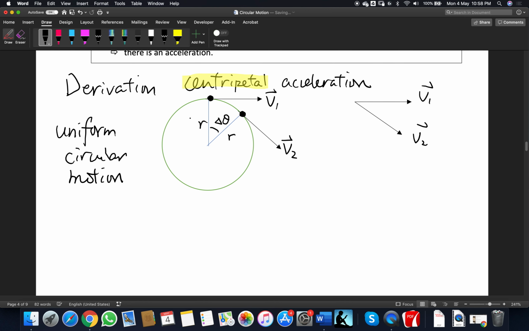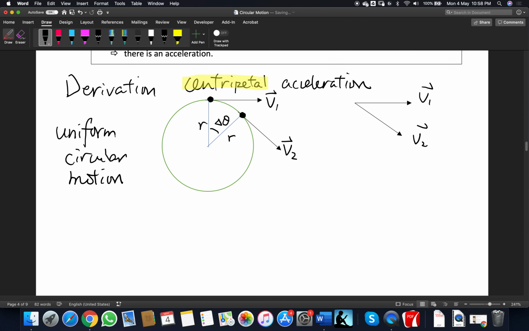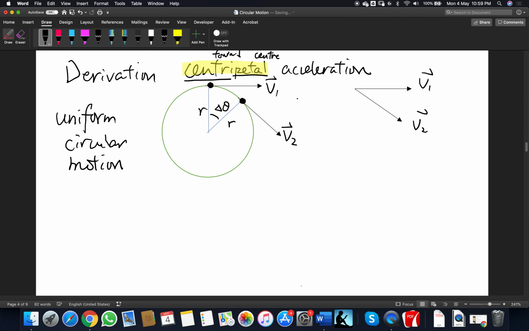What does centripetal mean? Central means center, okay? Petal means towards. So it means something towards the center of the circle. And when I derive it, we'll see why the direction of the acceleration is towards the center.